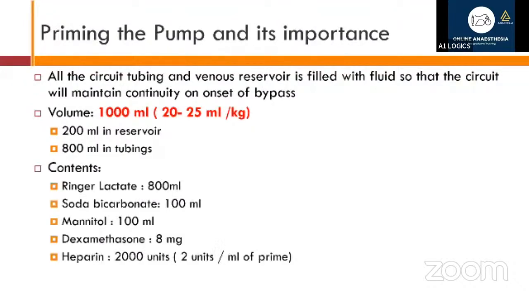How to prepare a prime? I have shown the very commonest way of preparing a prime solution, which you can answer in your exams. For this, you will have to add a balanced solution like ringer lactate 800 ml, add a buffering soda bicarb 100 ml, mannitol to produce antioxidant effect, that you have to add 100 ml, and dexamethasone for the anti-inflammatory effect, and heparin for anticoagulation. All these together, they will mix in a solution and fill all the cannulae and the venous reservoir.